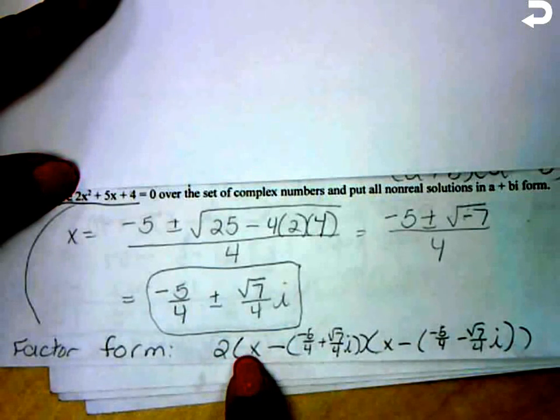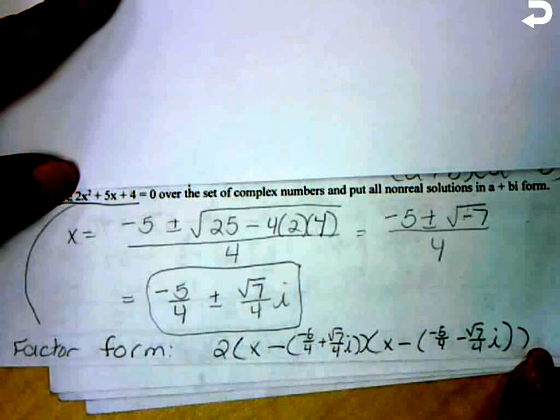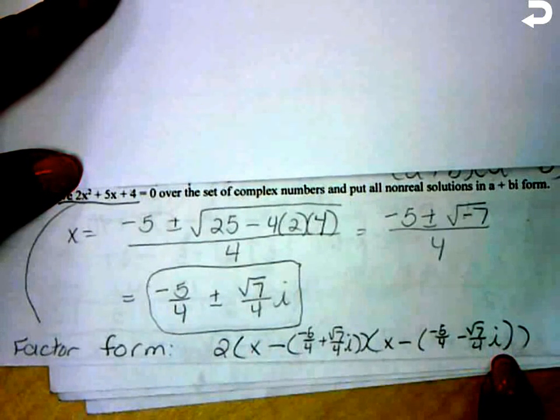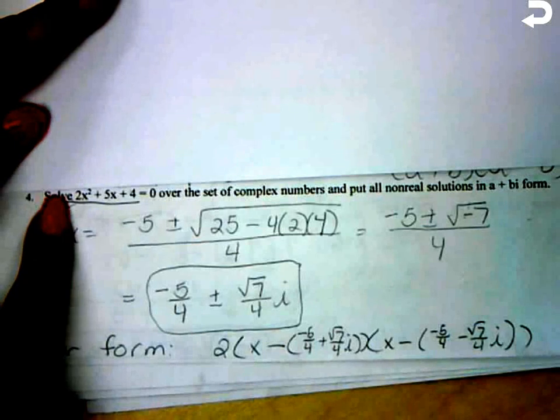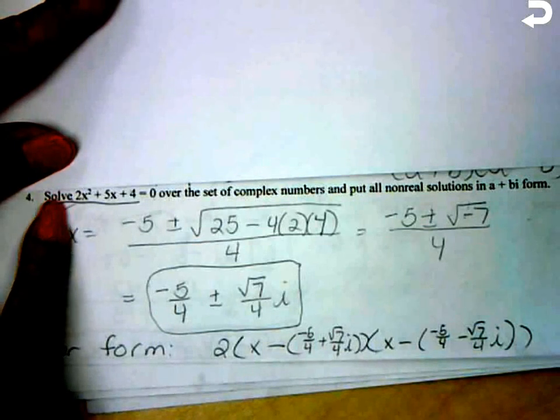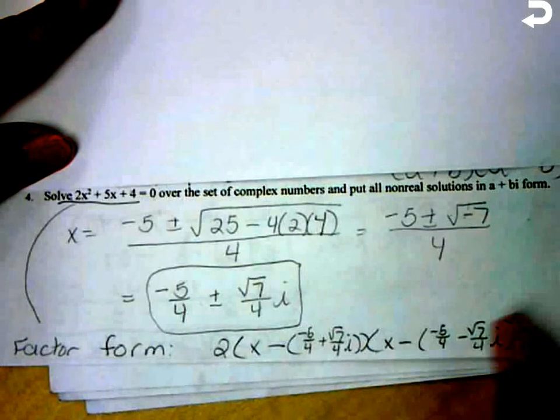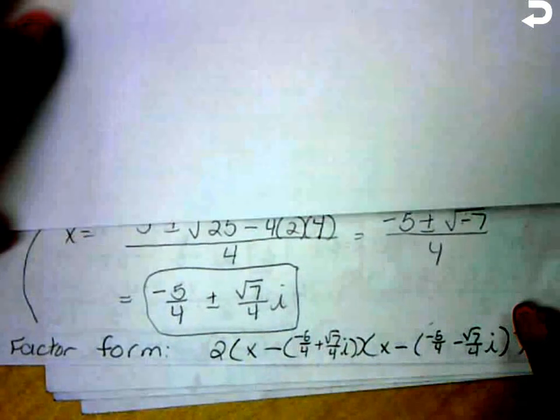It takes quite a bit of work to do all the distributing through, but if you multiply this whole thing out, a lot of things will cancel out. Everything with i's will end up canceling out, and when you multiply, we would end up with 2x squared plus 5x plus 4. Okay, so we had that context back in Algebra 2.